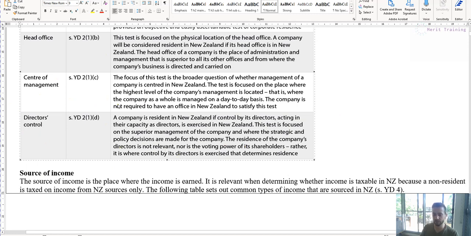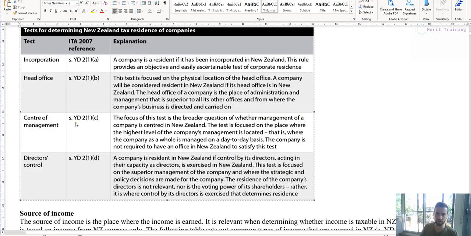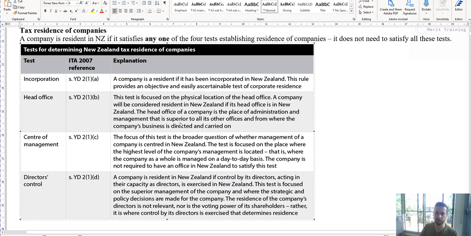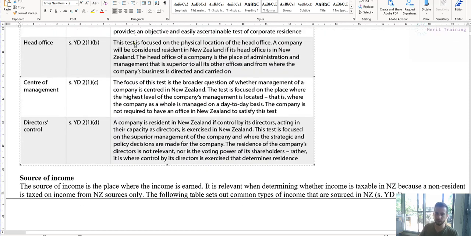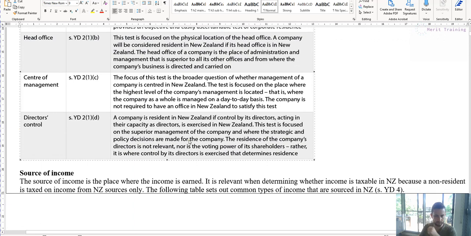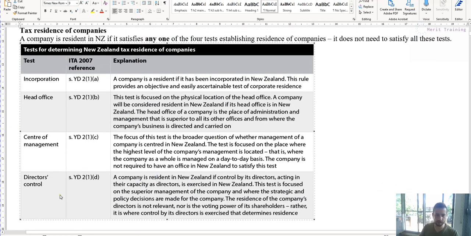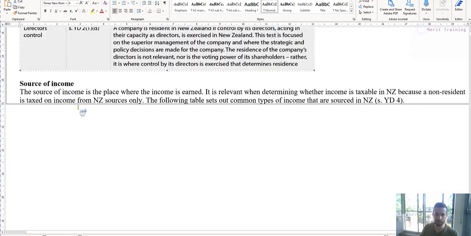So does the company fly out its directors once a year in order to make decisions at the AGM? That could indicate that the control by its directors is locally in New Zealand, even though it's got no management locally, no head office locally, no incorporation in New Zealand. So if any one of these is satisfied, it is likely to capture the majority of companies operating in New Zealand one way or the other.